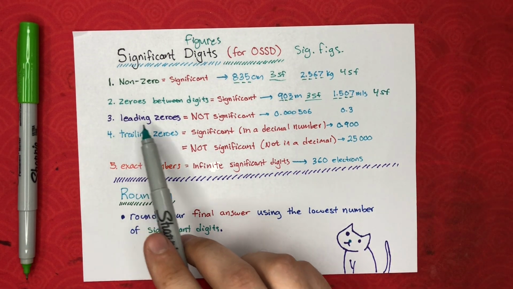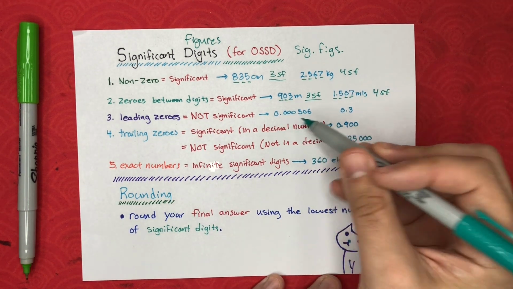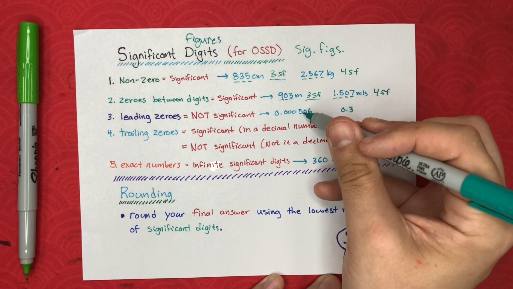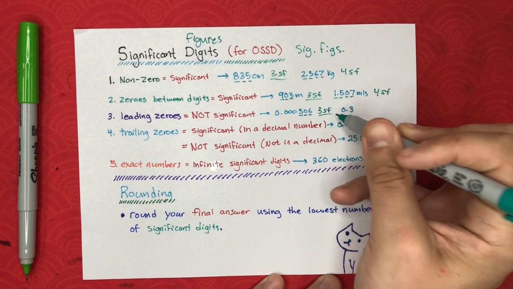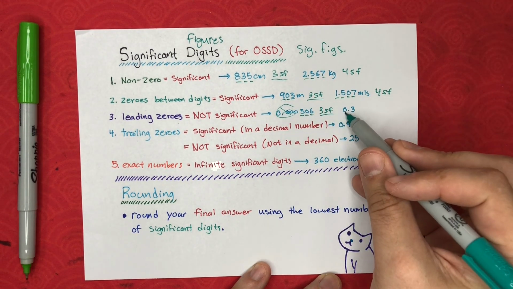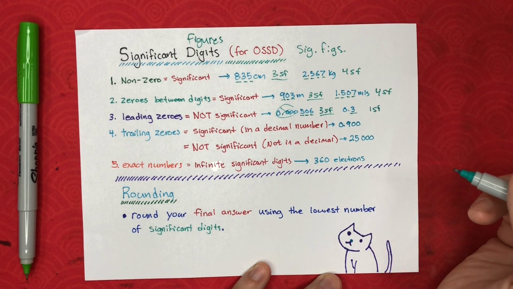The next rule is the leading zeros rule. Any leading zeros are not significant. So for example, this decimal here, 0.000506, the only digits that are significant are the 506, so this number will have 3 significant figures. Everything in front can get thrown away. And this number right here, 0.3, this only has 1 significant figure, the 3.